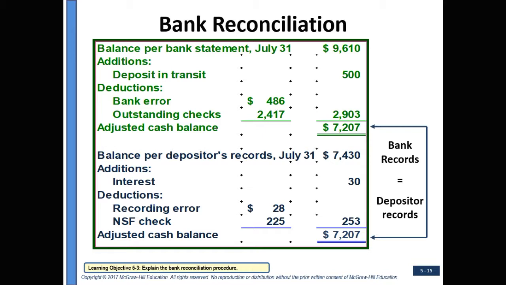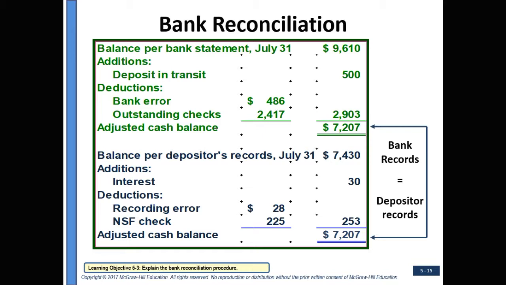The reconciliation begins with the balance per the bank statement on July 31st of $9,610. Then adds a $500 deposit in transit. Subtracts the $486 bank error for the check erroneously deposited into our account. And subtracts $2,417 for the outstanding checks to determine the adjusted bank statement balance of $7,207.